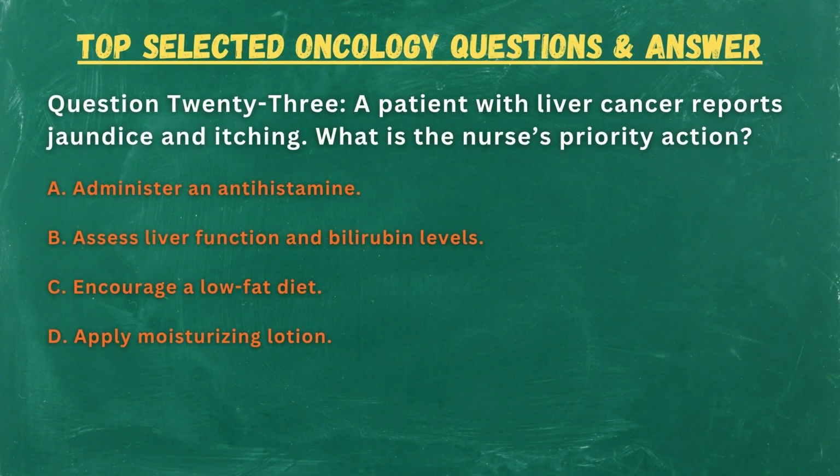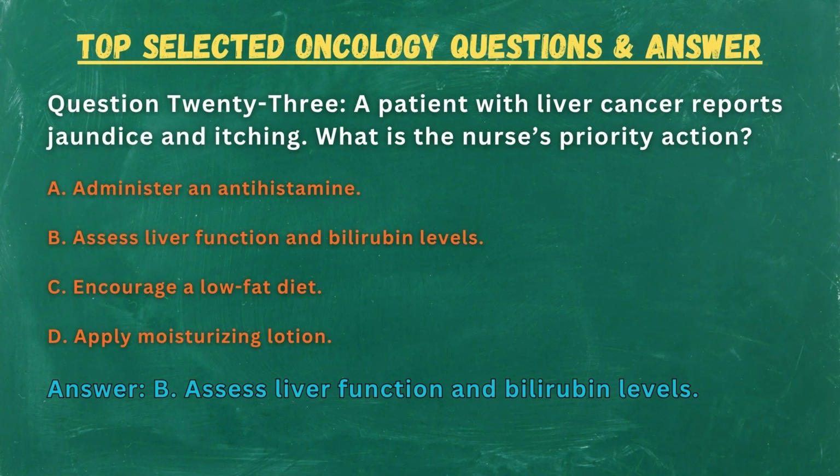Question 23. A patient with liver cancer reports jaundice and itching. What is the nurse's priority action? A. Administer an antihistamine. B. Assess liver function and bilirubin levels. C. Encourage a low-fat diet. D. Apply moisturizing lotion. Answer. B. Assess liver function and bilirubin levels.